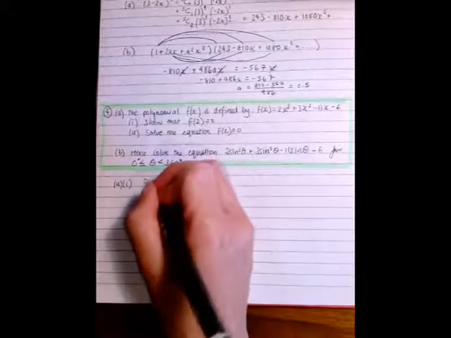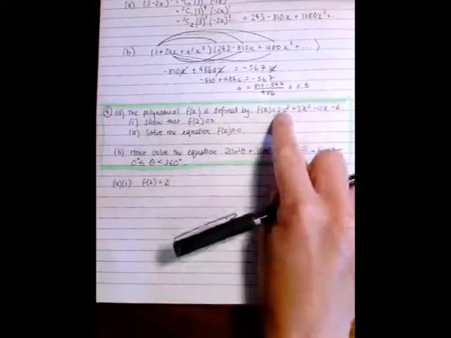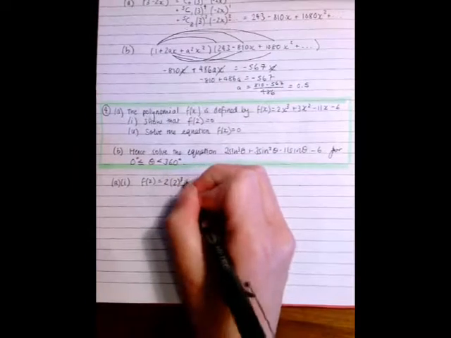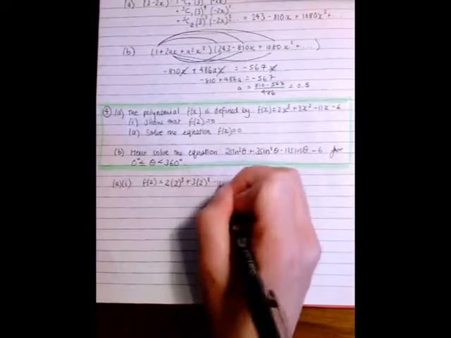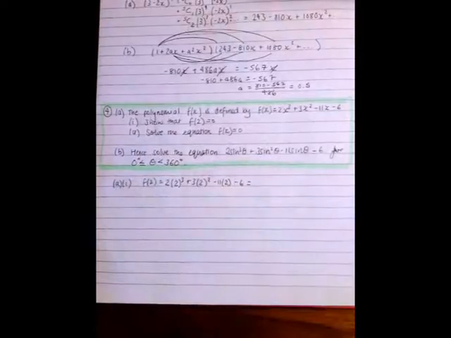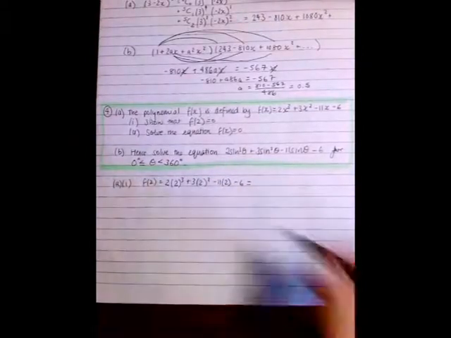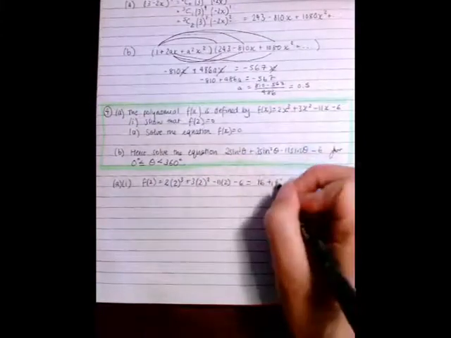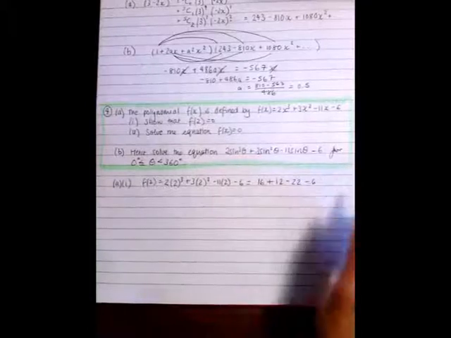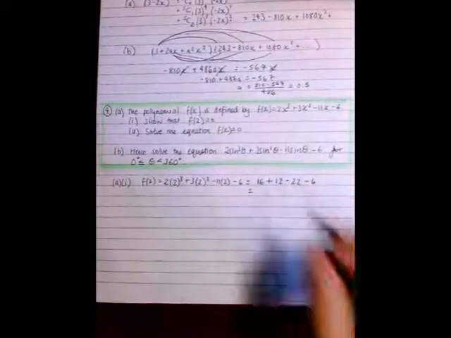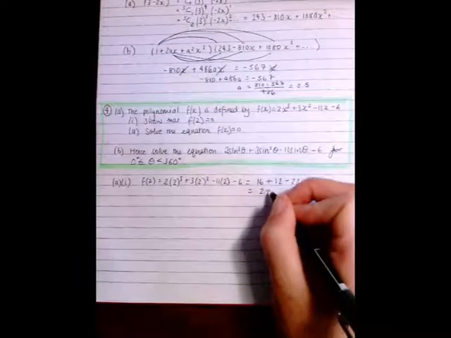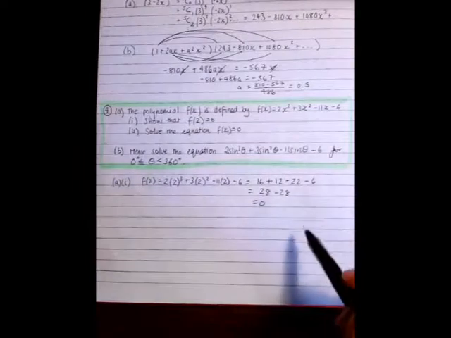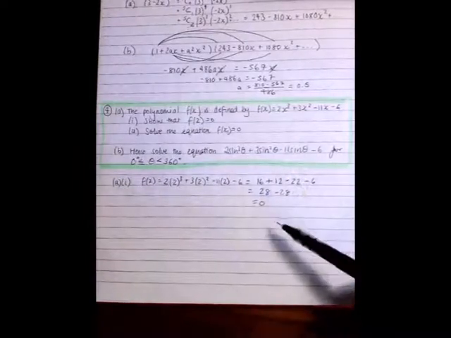So I'm just going to do f of 2, and I'm going to literally put in x here as 2 for all of these. So 2 times 2 cubed, that's 16, add 3 times 2 squared, that's 12, take away 11 times 2, that's 22, take away 6, which would be 28, take away 28, which is 0. And they do like you to show detailed reasoning on these ones, so it's quite good to write out all your steps.